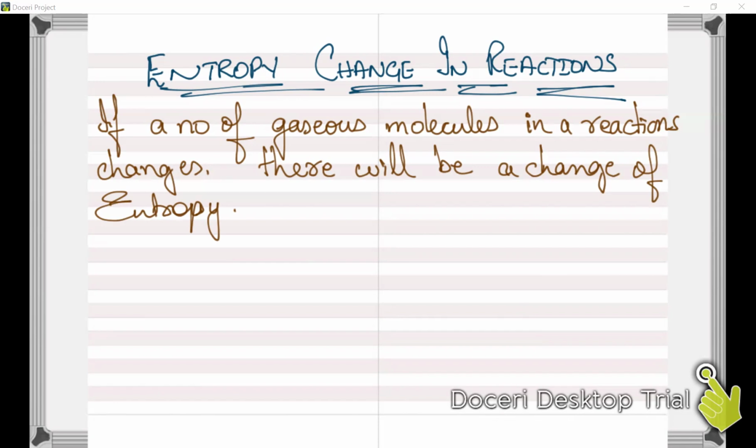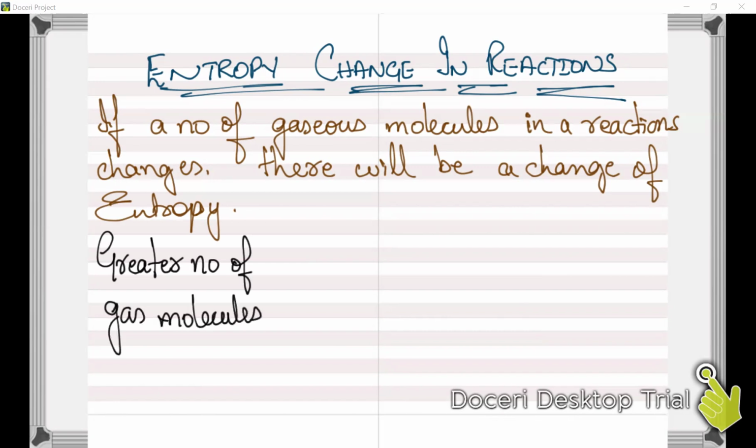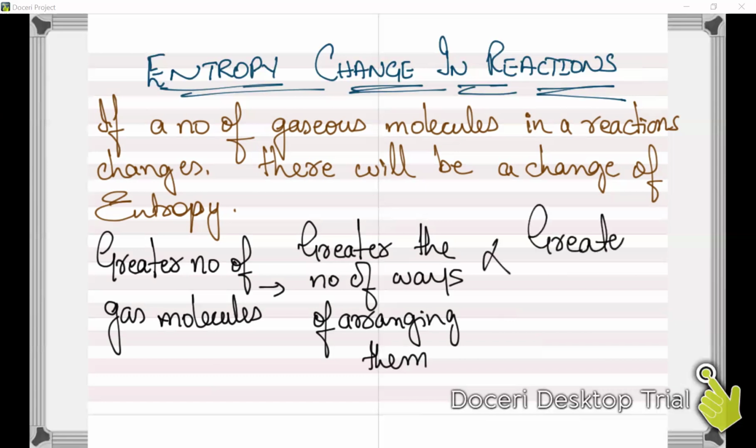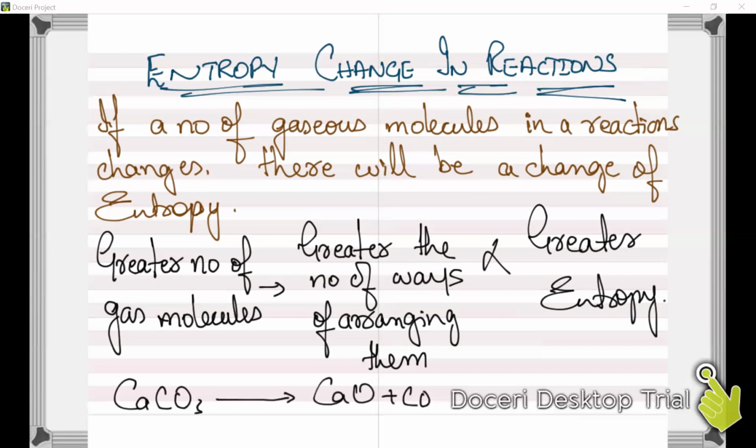And the condition is that the greater the number of gas molecules, the greater the number of ways of arranging them, the greater the entropy. As we discussed in the decomposition of CaCO3 as well, another very major reason why entropy increases in this reaction is because a gas molecule is being produced.